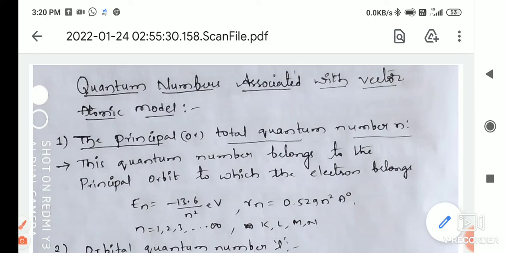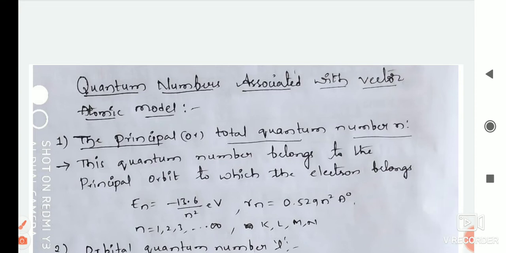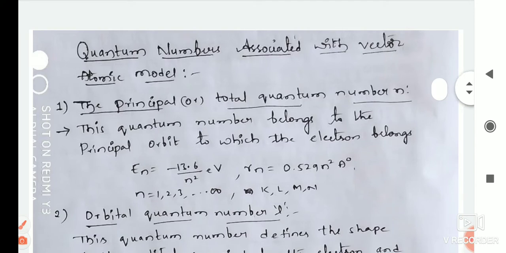Good afternoon students. Today we are going to discuss another topic, that is quantum numbers associated with the vector atomic model. In the previous classes we discussed Bohr's atomic model, Sommerfeld model and also the vector atomic model.